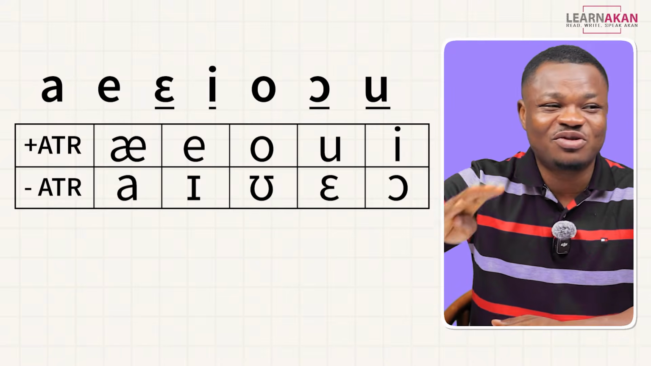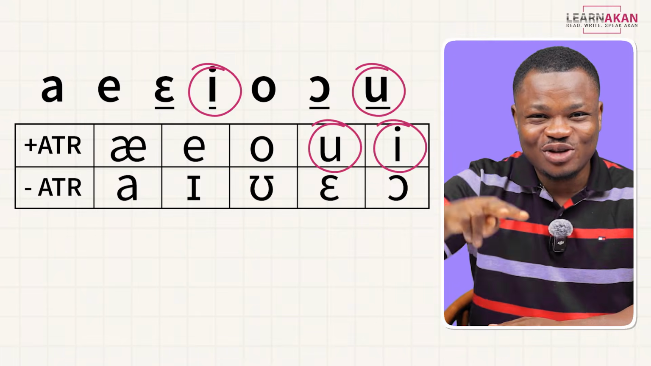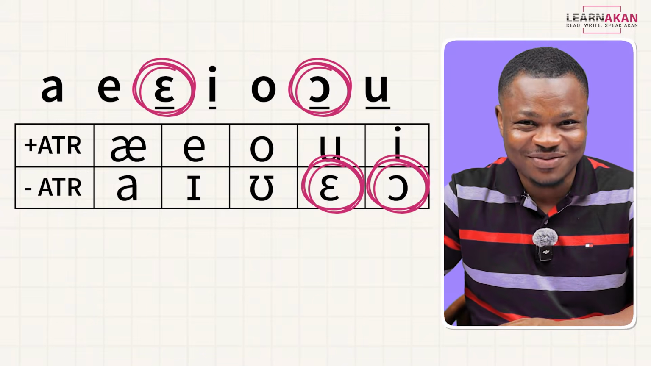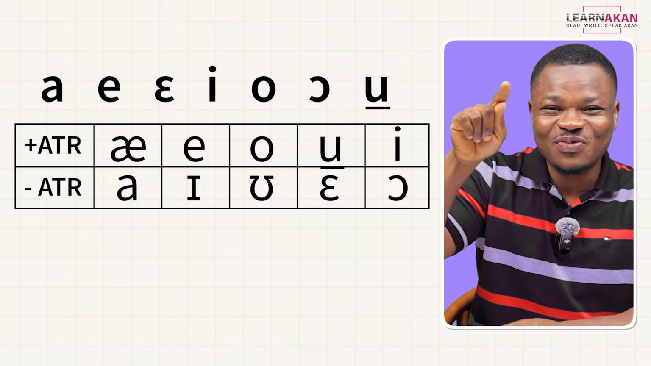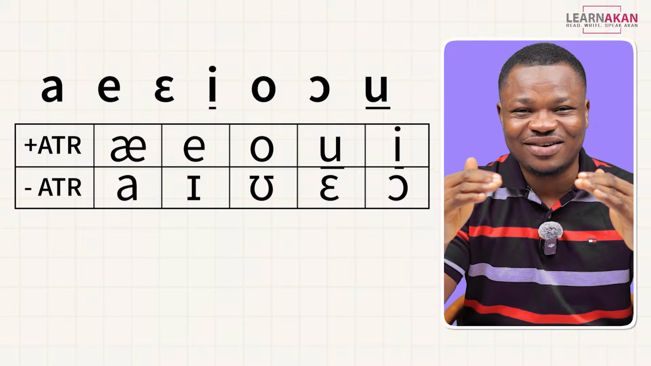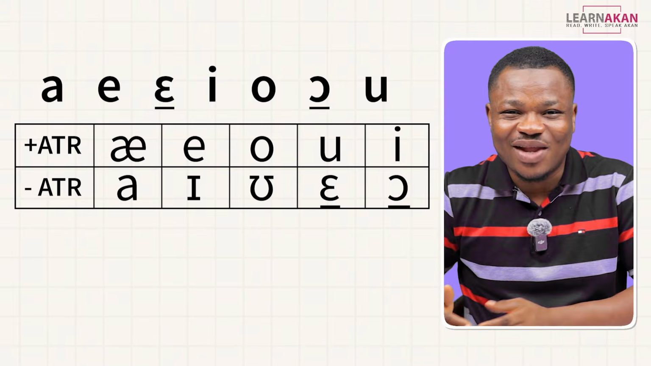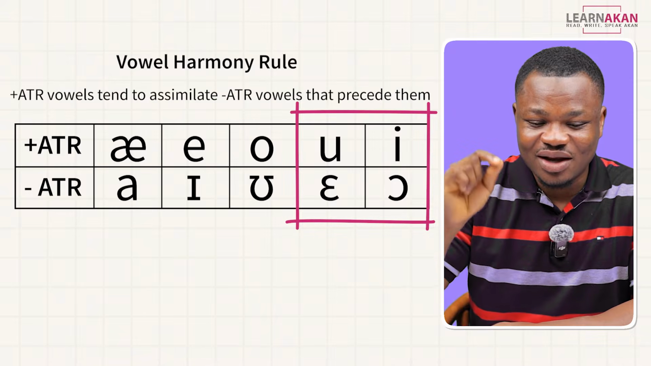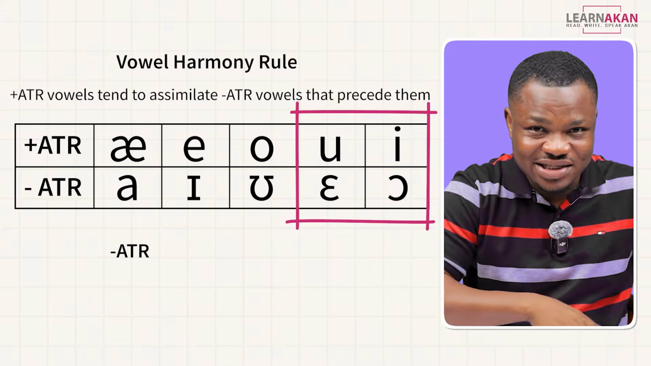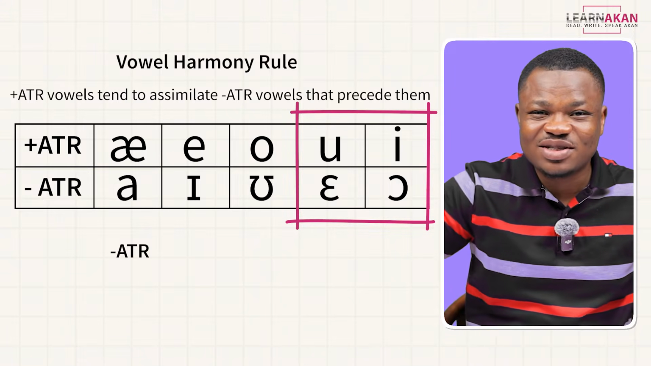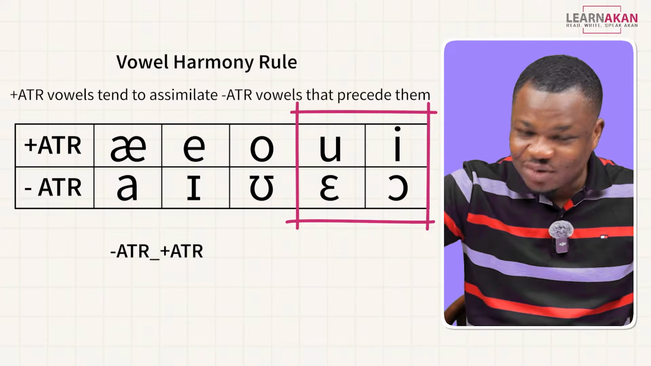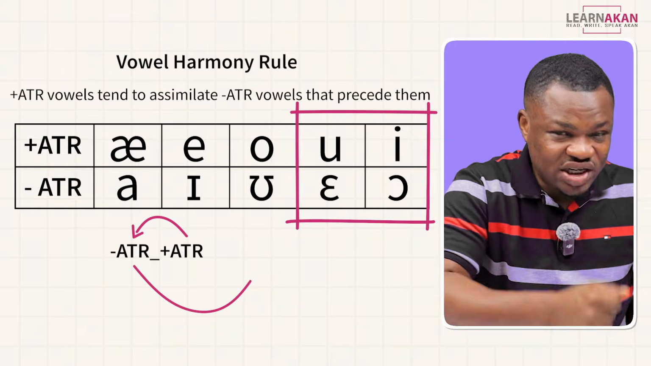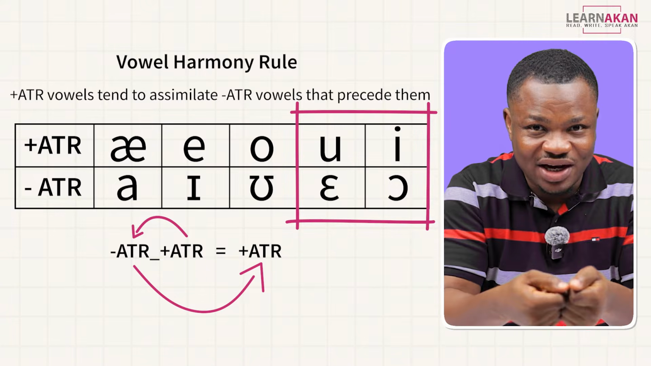For the 4 vowels that represent a single sound each, 2 of them are plus ATR and 2 of them are minus ATR, right? So we have the U and the I as plus ATR, and then we have the E and the O as minus ATR. So we have the division here. Now, based on the vowel harmony rule, we said if you find a minus ATR sound and the next vowel sound is a plus ATR sound, that plus ATR sound will cause the minus ATR sound that precedes it to change into a plus ATR equivalent.